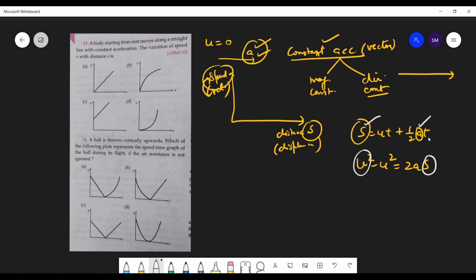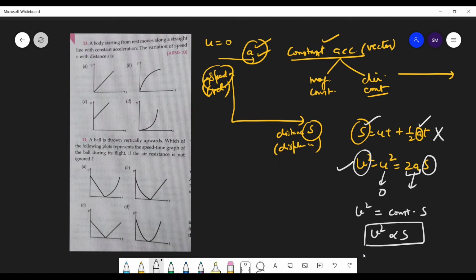So here you have time. So here you have, this is in terms of u and a. So we have only this option. So u is equal to 0 and a is constant. So 2a is constant. So V square equals to some constant number into S. So it means V square is directly proportional to S. So the relation between V and S is this.